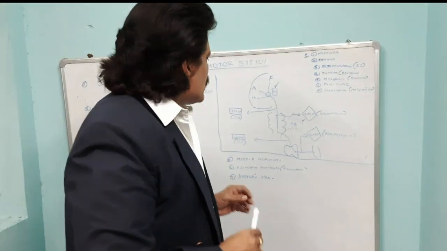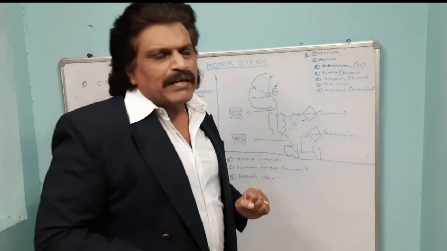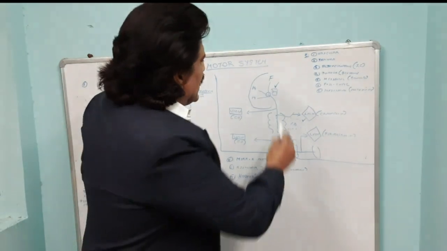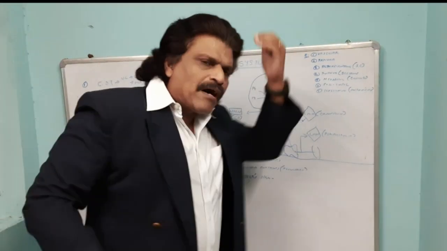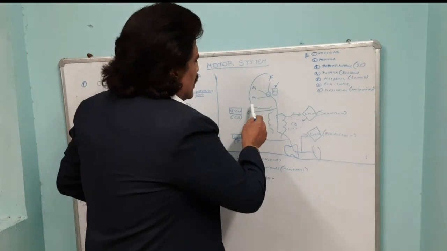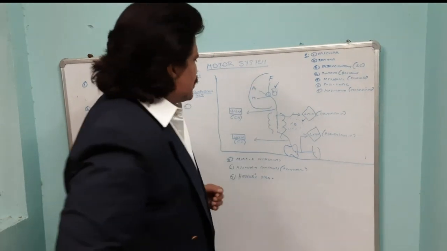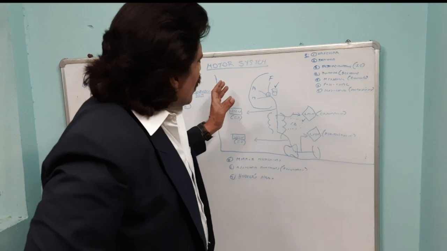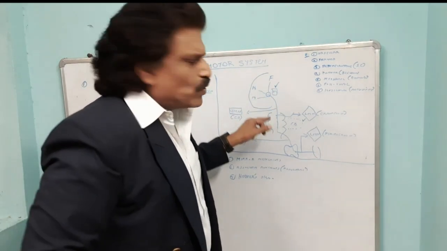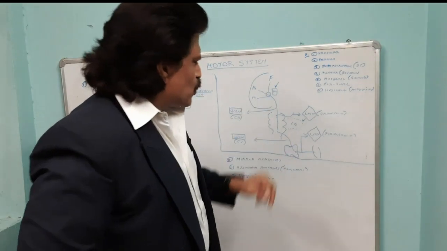Another important aspect is that if you see the motor homunculus, the leg area is in the medial part of the frontal cortex, and then comes the hand, and then comes the face. All these come together, very close in the internal capsule, and then descend and then cross over.